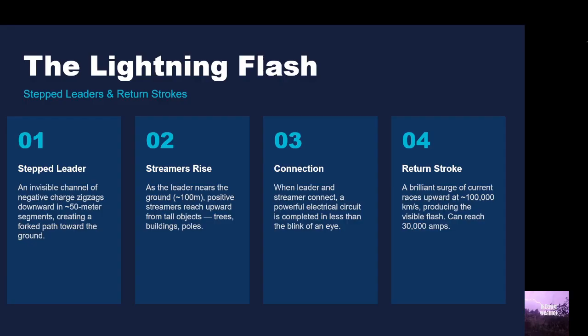Number 3. Connection. When leader and streamer connect, a powerful electric circuit is completed in less than a blink of an eye. Number 4. Return stroke. A brilliant surge of current races upwards at 100,000 kilometers a second, producing the visible flash, and can reach 30,000 amps.